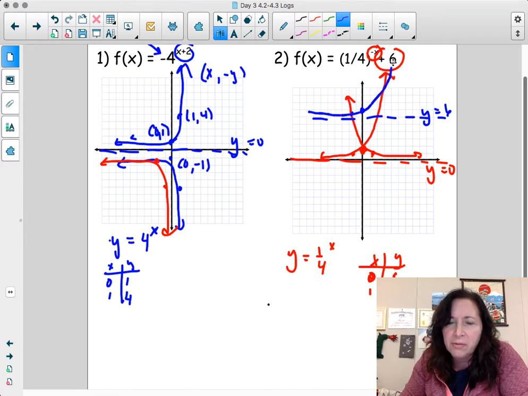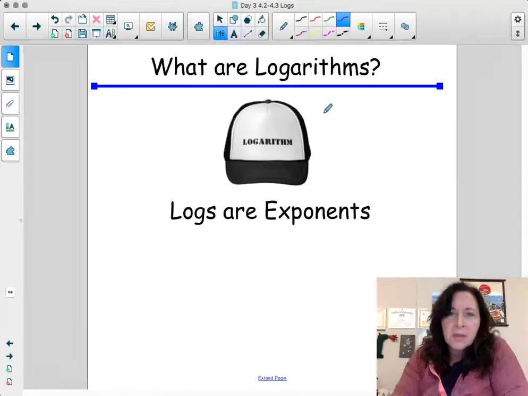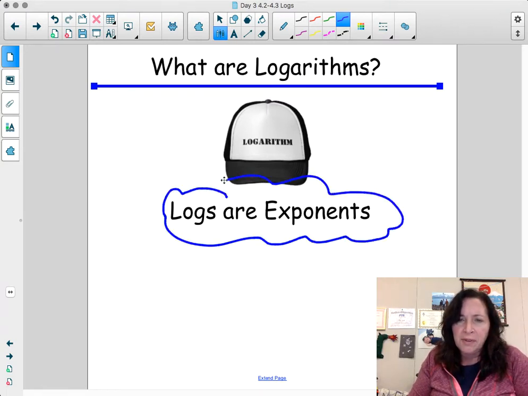Or 6 and 1/4. Okay, so that's our final graph. So we're going to start our introduction to logarithms, and logarithms are a type of exponent. They're the inverse of the exponent. So basically, the logs are inverses.